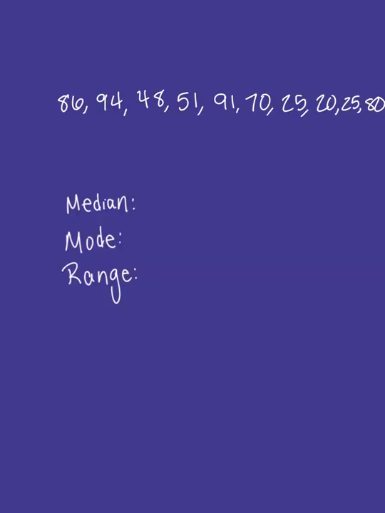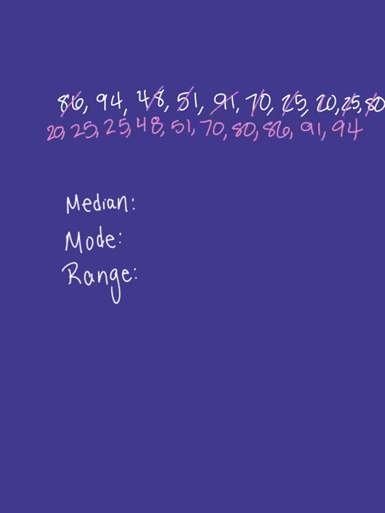Let's wrap this all up and put it together. First thing I'm going to do, put it in order from least to greatest. So I'm going to start with, let's see, what's the smallest number? 20. Then 25. Okay, range is super easy to do because it's just subtracting. So the range is 94 minus 20, which would be 74.